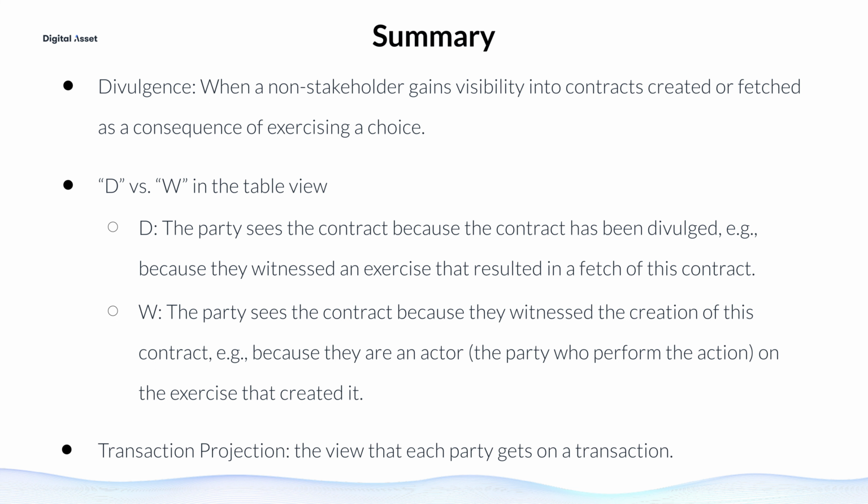Additionally, transaction projection represents the unique view obtained by each party within a transaction. It ensures that a party observes only the subtransaction containing actions where the party is informed. This aids in understanding how contracts are disclosed and enhances comprehension of the perspective held by each party involved.